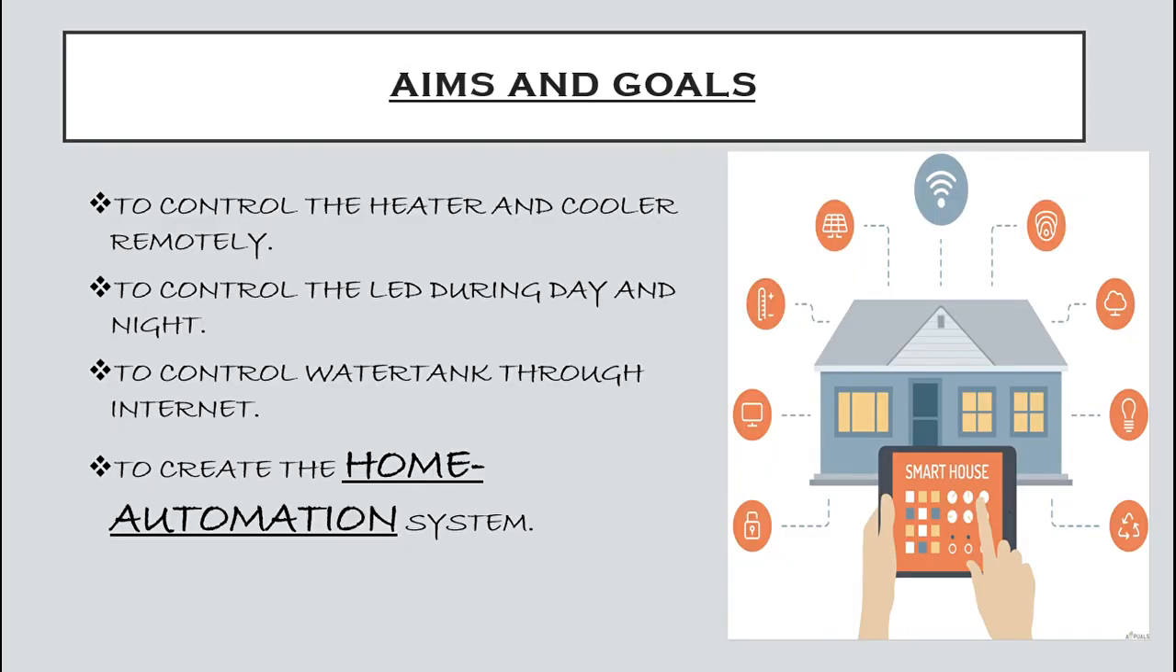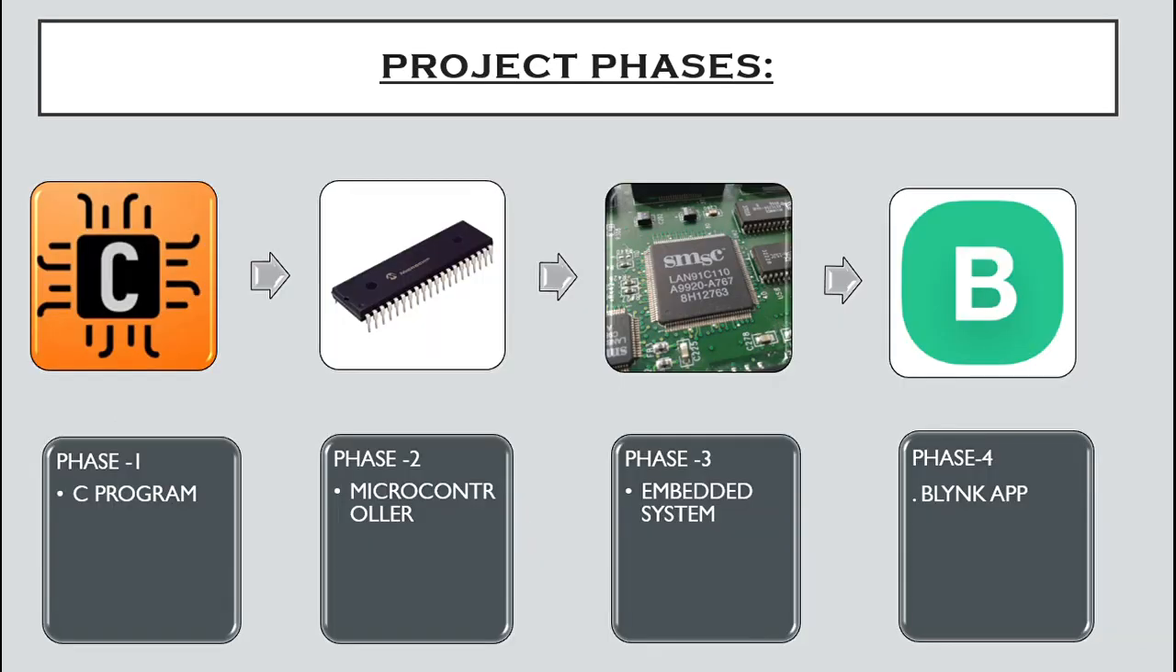The aim and goal of the project is to control the heater and the cooler remotely, to control the LED during the day and night, to control the water tank through the internet, and to create a home automation system. The project phases, we're going to see them now.